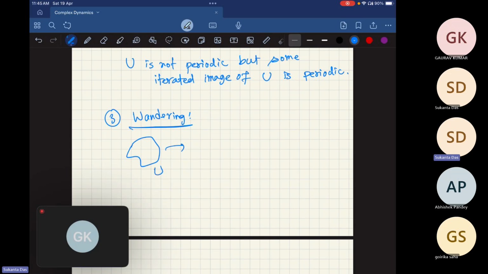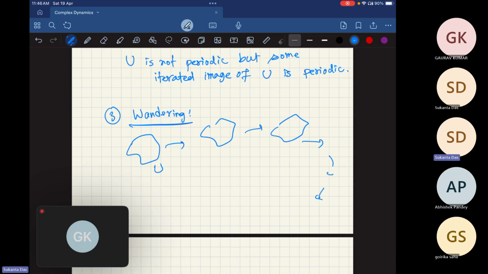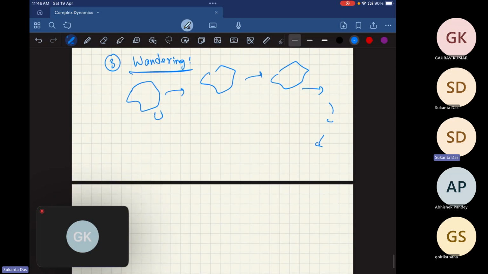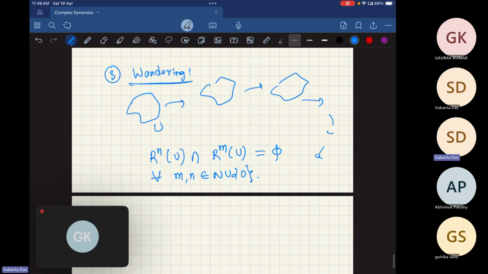This can be understood in a simple way: if you start with some component, it goes somewhere else, then it goes somewhere else, and it never comes back. It never even intersects with the previous images, and it goes on and never comes back. So I'll write: R^n(U) intersection R^m(U) is always empty for all m, n in N union {0}, with m not equal to n. Okay, so this is wandering.